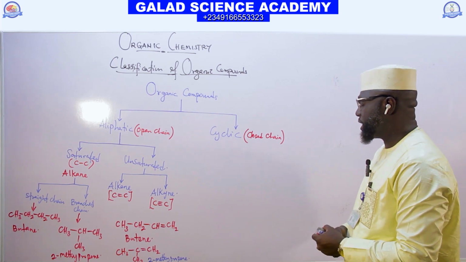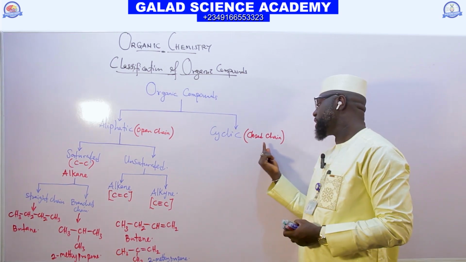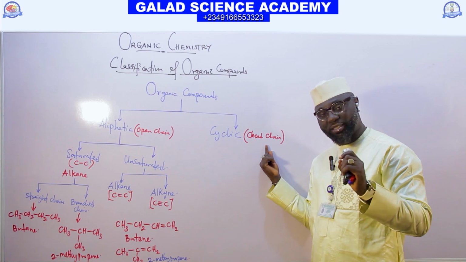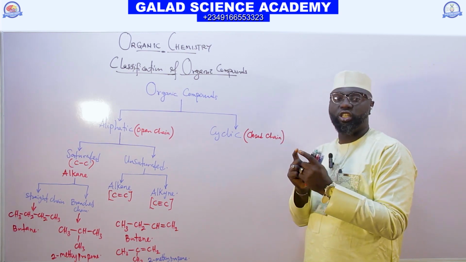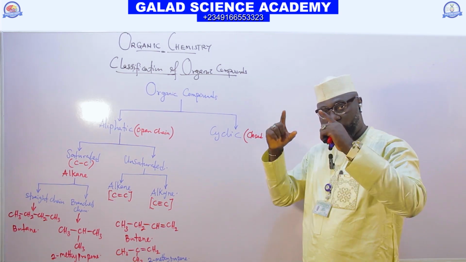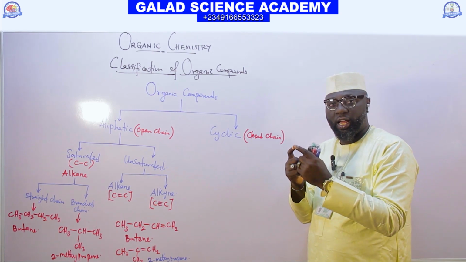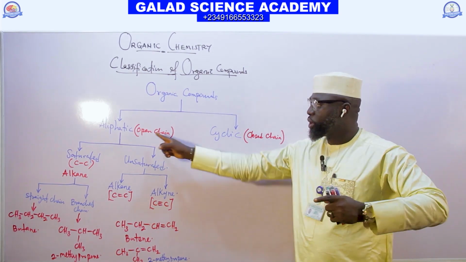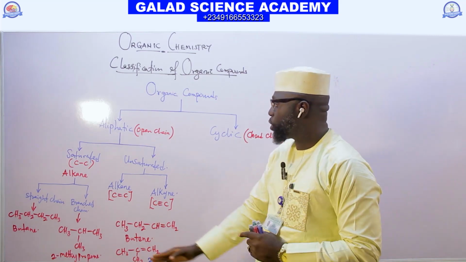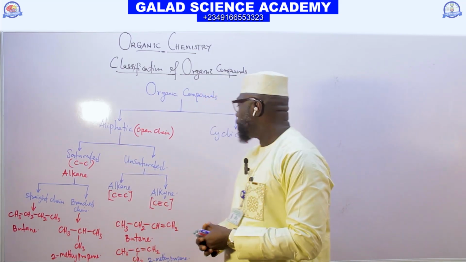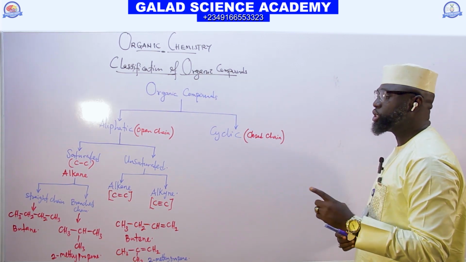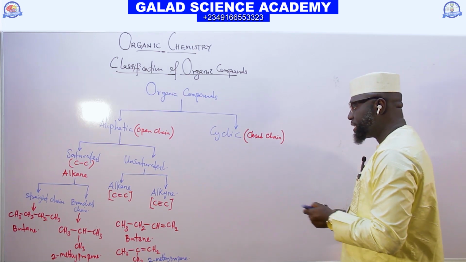So the next one is cyclic. The word cyclic means closed chain. That is, any organic compound that exists in a closed chain or in a ring form. The two ends will close together. That's cyclic. If the two ends are open, in a straight line or in a branch, we call it aliphatic. So the cyclic hydrocarbon is divided into two parts.